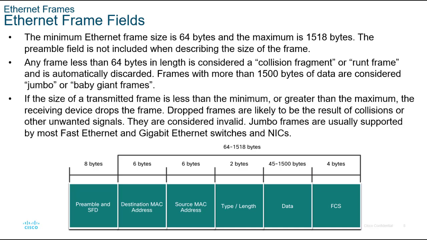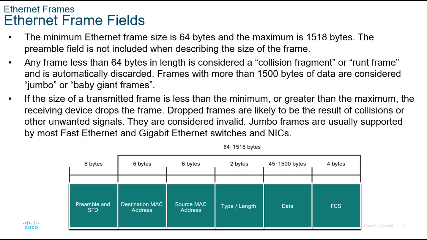Some important 802.3 rules to call out about Ethernet frames. They must be at least 64 bytes long, and no larger than 1518 bytes as measured from the destination MAC address field through the frame check sequence field or FCS field. The preamble field is not included in the frame size. Although it's beyond the scope of this course, maximum frame size can be extended through configuration as required.